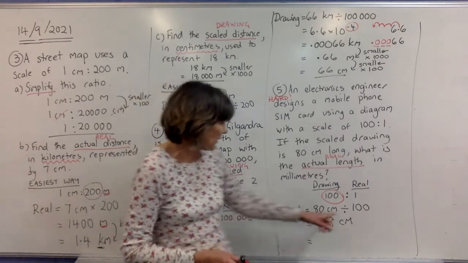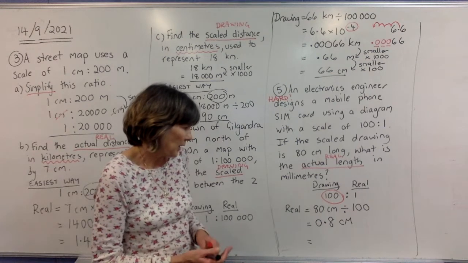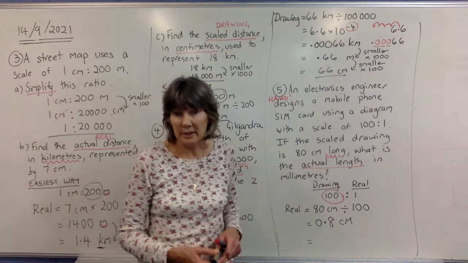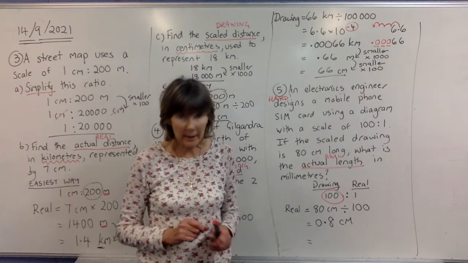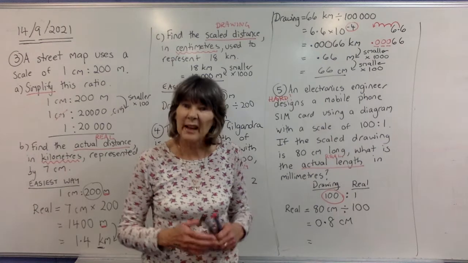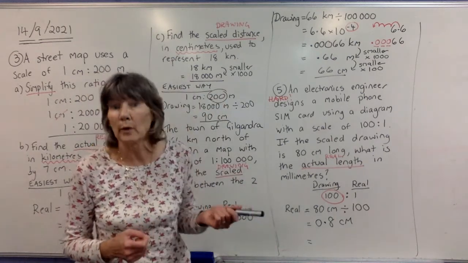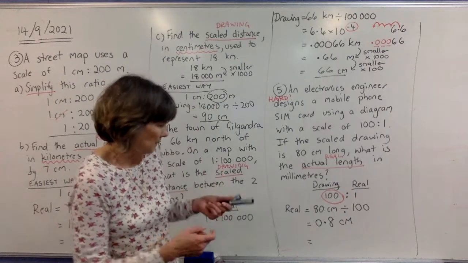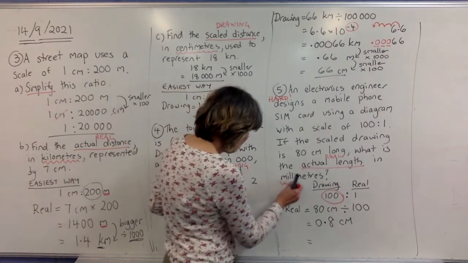If I did the wrong thing here, I'd be timesing by 100 and I would be saying that it is 8,000 centimetres. And I'm sure you've seen a SIM card and none of them are 8,000 centimetres long. Okay, so that answer would look ridiculous. So then you'd go, oh, hang on, I must have done the wrong thing. You go back and fix it up. So that answer is fine, except that it says they want the answer in millimetres.